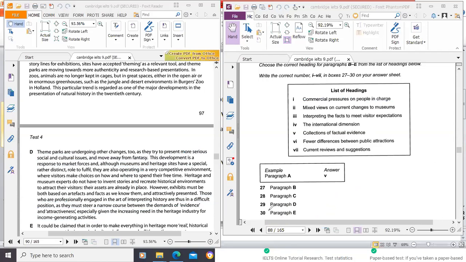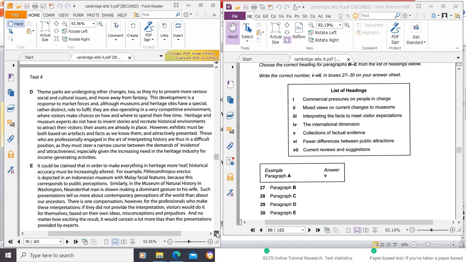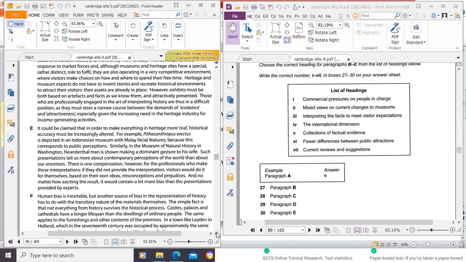All right. And then in paragraph E, I'll move on to that. Paragraph E. It could be claimed that in order to make everything in heritage more real. So I'm going to take notes of that. Okay. In order to make it, it could be claimed.